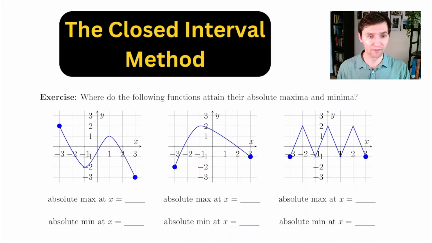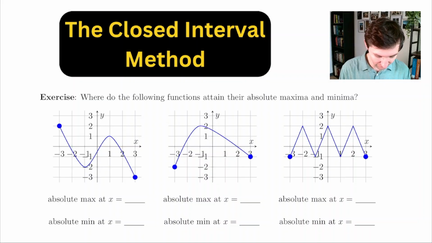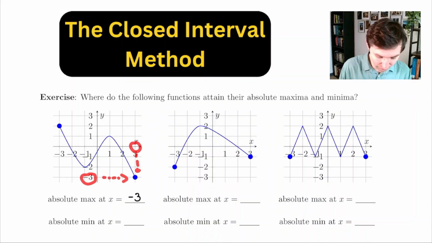Absolute maximum of a function is the largest value the function takes. Absolute minimum of a function is the smallest value the function takes. In the first example, the largest value the function takes is 2, and the function takes the value of 2 at -3. Absolute maximum is at x equal to -3. The absolute minimum of this function is -3, and the function takes the value of -3 at x equal to 3.